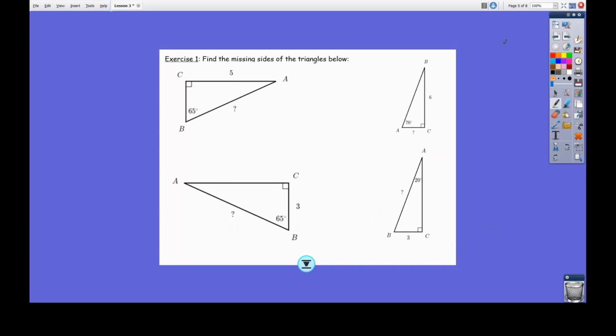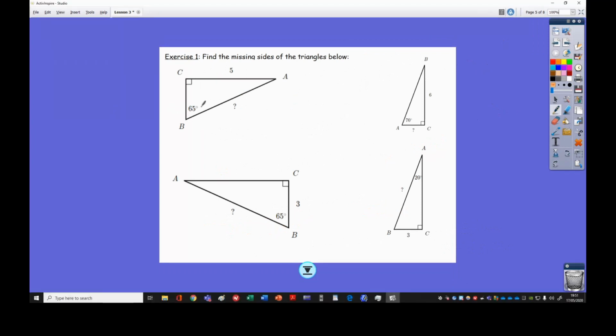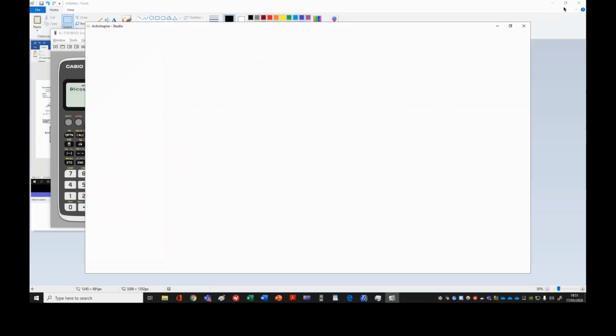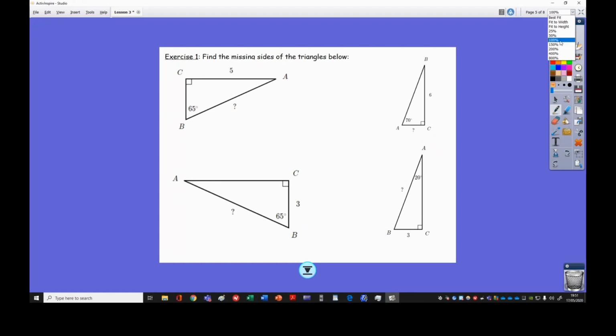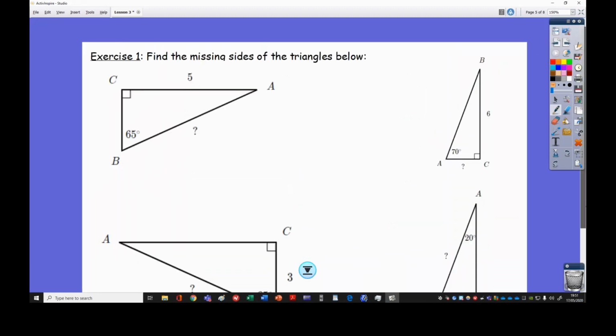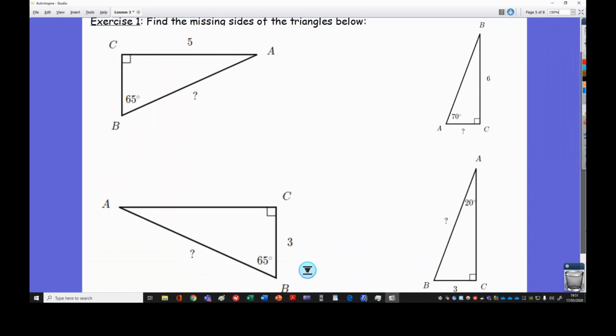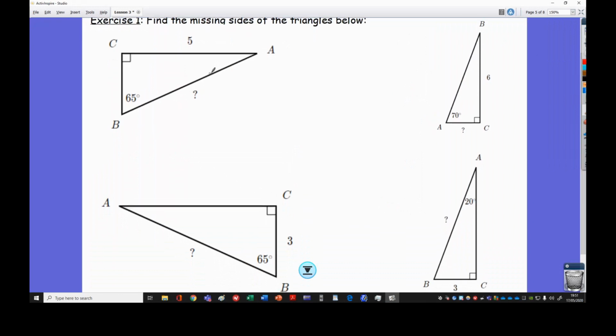Okay, so hopefully that is fairly straightforward. It's really not much more than what we've had to do before. Not too much more than what we've had to do previously. So what I'd like you to do now is to find the missing sides of the triangles below. So that means AB for the first one, AC for the second one, AB for the third, and AB for the fourth. So pause the video now, have a go, and then we'll go over the solutions.